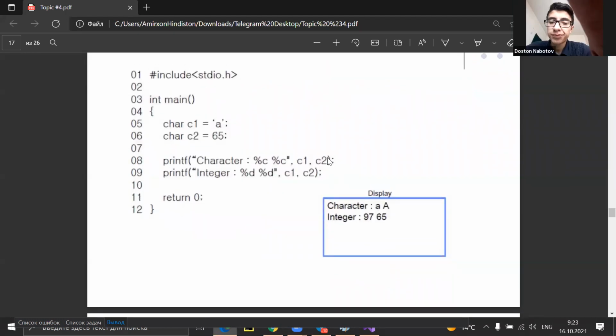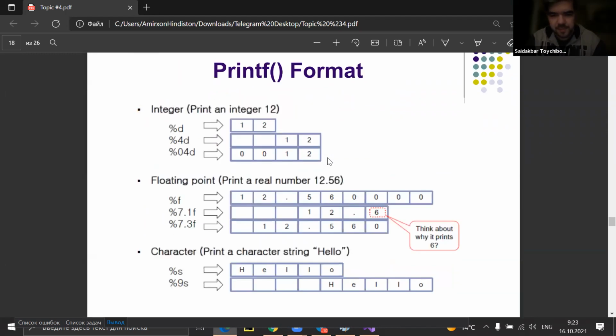Any questions up till here? No questions? Everything's clear?